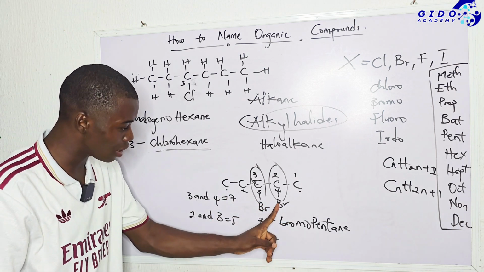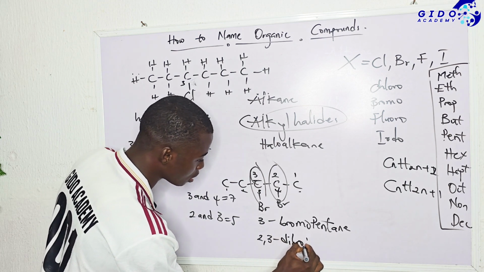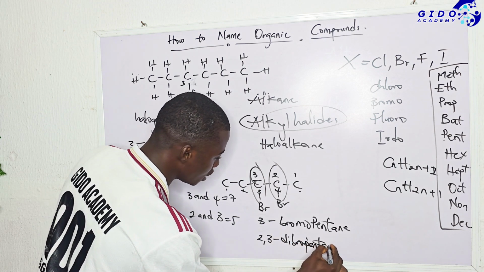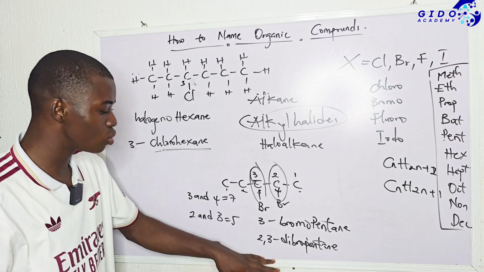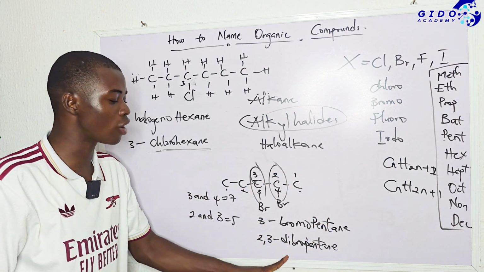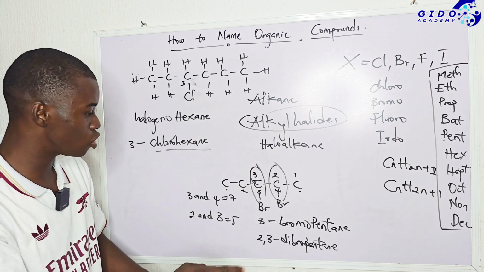How many bromine do you have here? Is 2. So 2 will now be called what? Dibromo what? Pentane. Assuming it is 3, it will now be 2, 2, and the other value, tribromopentane. 4, tetrabromopentane. Let me show you something real quick.